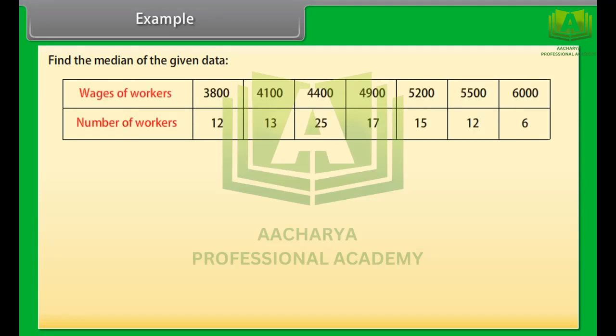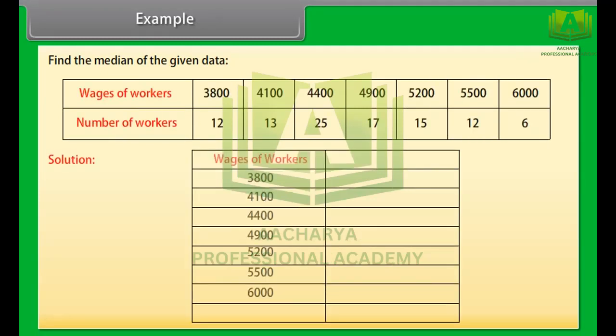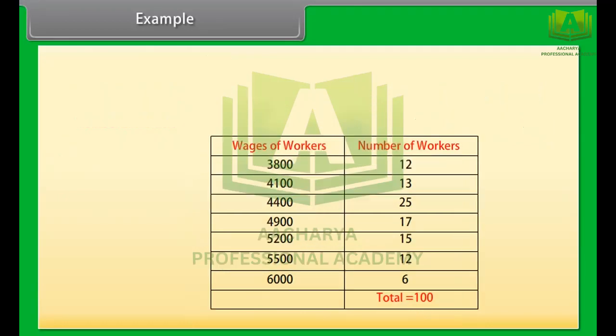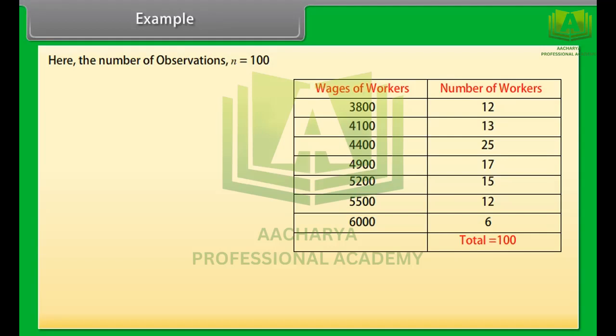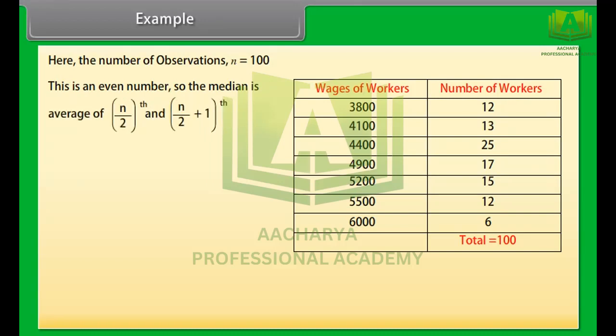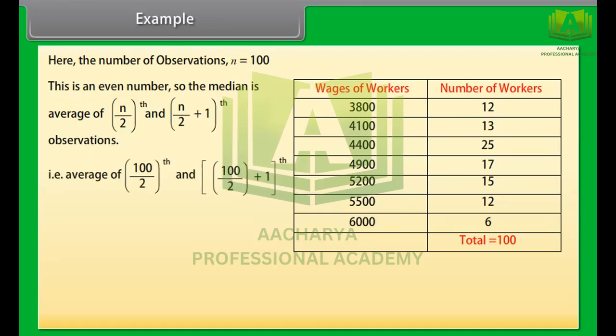Find the median of the given data. Solution. Firstly, we will write the wages of workers and the number of workers. The total number of workers is 100. Here the number of observations n is equal to 100. This is an even number, so the median is the average of the n by 2th and (n by 2 plus 1)th observations. That is, the average of 100 by 2th and 100 by 2 plus 1th observation. That is, the average of 50th and 51st observations.